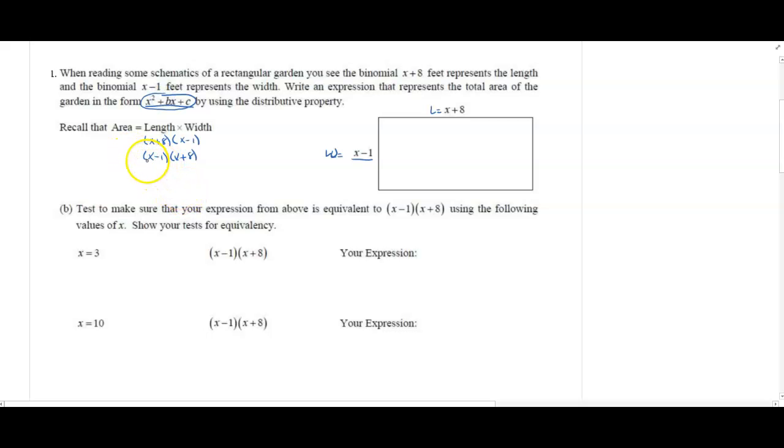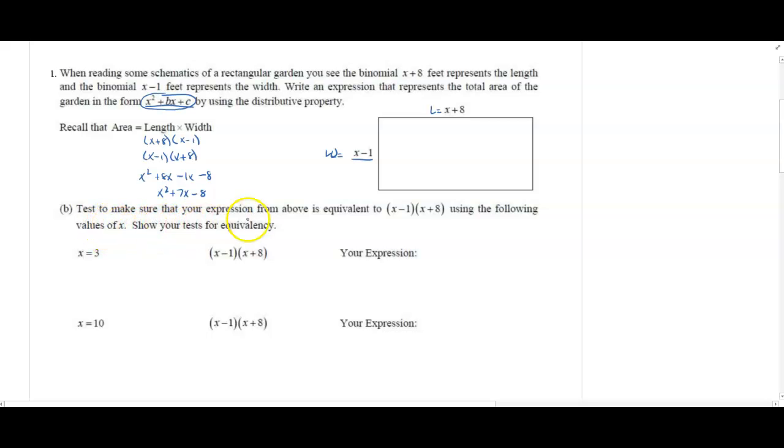So when I go to do that, x times x would be x squared. x times 8 would be plus 8x, minus 1x. That would be minus 8. So I come up with an expression that's x squared plus 7x minus 8.